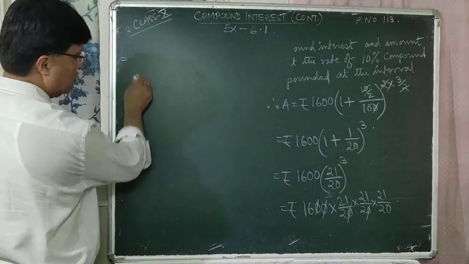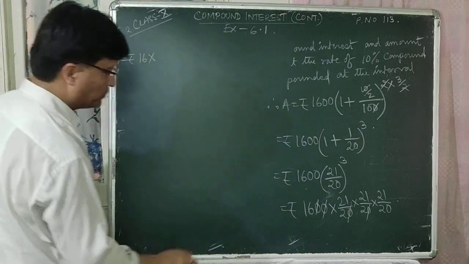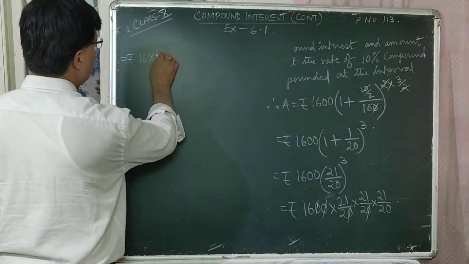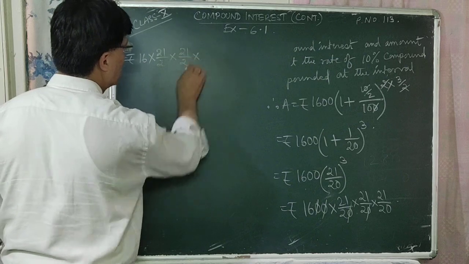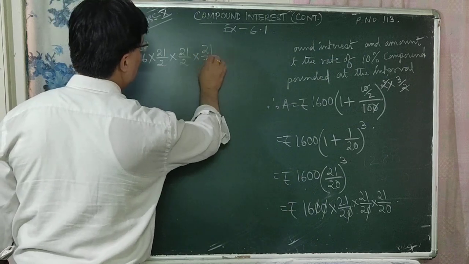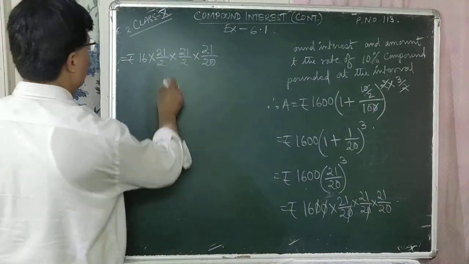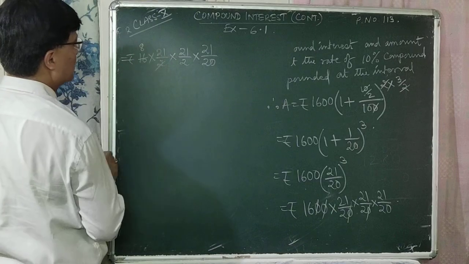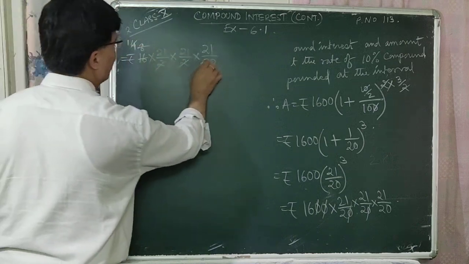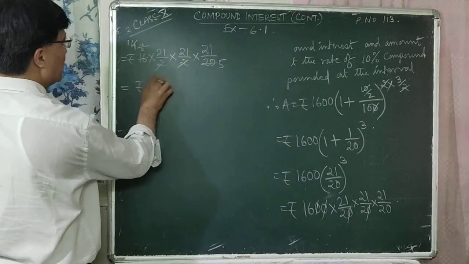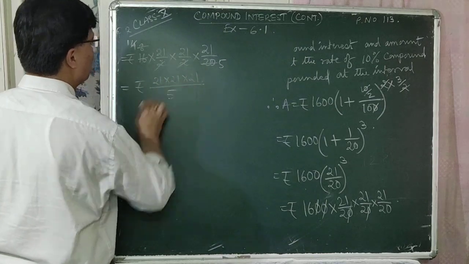So which is equal to rupees 16 into 21 by 20 into 21 by 20 into 21 by 20. So 2 and 16, 8 times 2 and 8. 4 times 2, 4s are 8. 4 1s are 4, 4 5s are 20. Which is equal to rupees 21 into 21 into 21, this whole divided by 5.